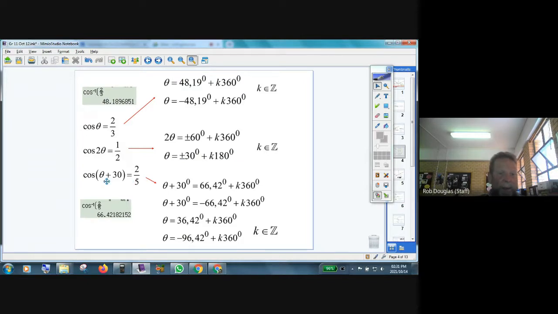But this one, now you've got to be a little careful. You go shift cosine of 2 over 5, you get 66.42 and negative 66.42. Those are your two answers for what theta plus 30 equals. But when you take away 30 from 66.42, you get 36.42. But if you take away 30 from negative 66.42, you're going to get negative 96.42. So you've got to be careful there. There's two separate answers for that.